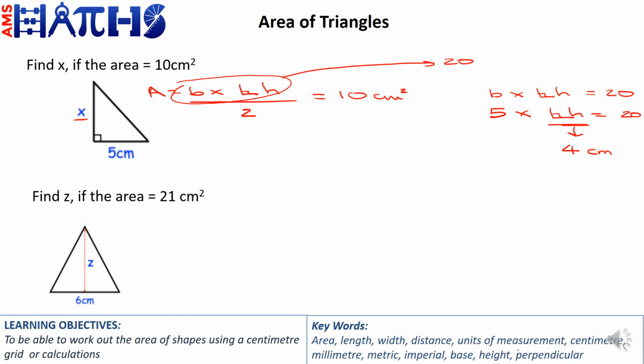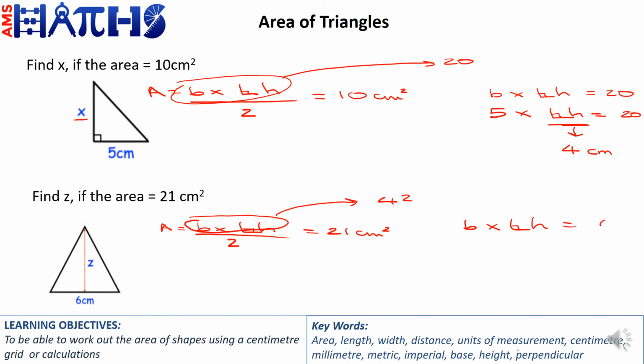Okay, let us have a look. So starting with the formula, area of a triangle is base times perpendicular height divided by 2. The question says that the area is 21 centimeters squared. So we need to work out what base times height is. Now, what number do we divide by 2 to get 21? That number is 42. So it means that base times height is equal to 42.